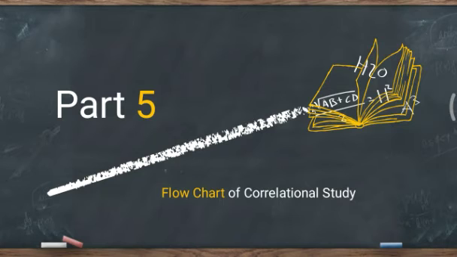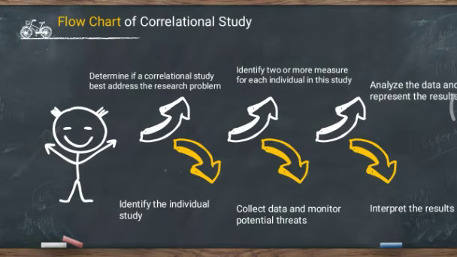Next, go to part 5 about flowchart of correlational study. In the flowchart of correlational study, there are 6 steps. The first one, determine if a correlational study best addresses the research problem. And the second, identify the individuals to study. And the third, identify 2 or more measures for each individual in the study. And the fourth is collect data and monitor potential threats. And the fifth is analyze the data and represent the results. And the last, interpret the results.